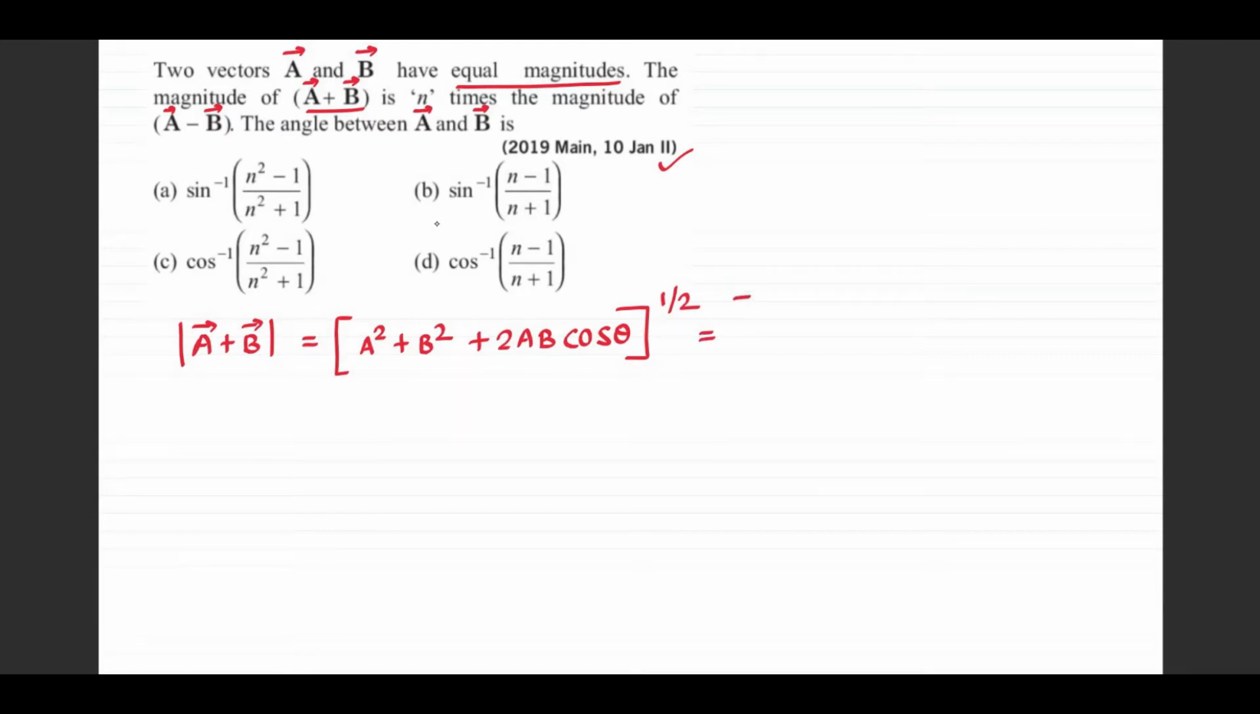Since they have equal magnitude, say their magnitude is x, so I can write this in this manner. It should have been 2 here.